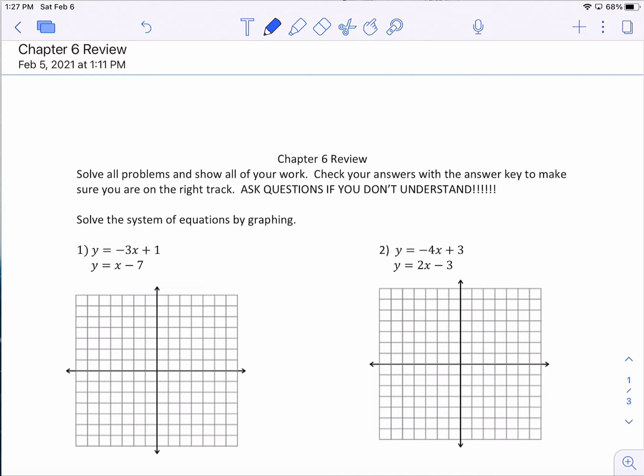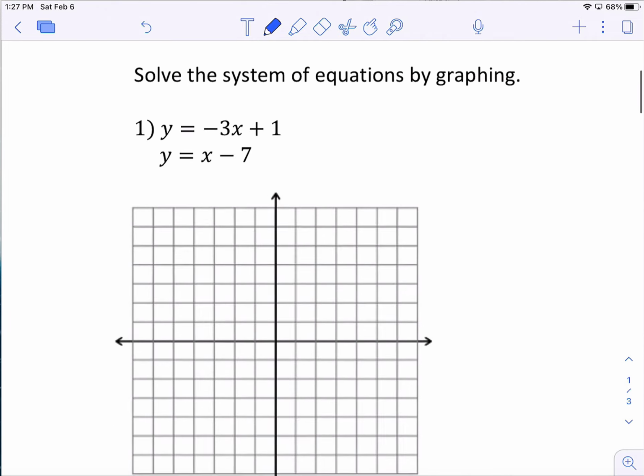And I wanted to also say, when you do have the option later in this assignment or on the test of what method to use, for me, the only way I'm going to graph is if they look like numbers 1 and 2. All of these equations are in slope-intercept form, y equals mx plus b. So there's nothing I need to change or rearrange. I can just go ahead and graph them right away. That's the only time I'm going to graph.